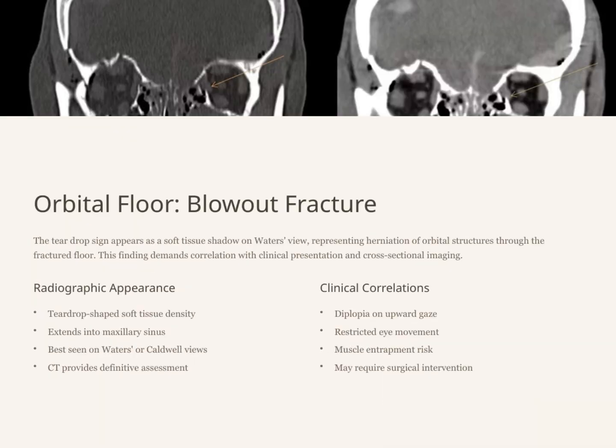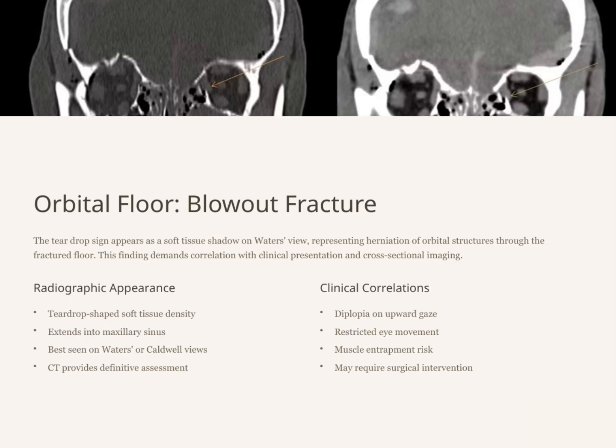Now, let's focus on the orbital floor blowout fracture. One key sign to look for is the teardrop sign, which appears as a soft tissue shadow on Waters' view. This shadow actually represents herniation of the orbital structures through the fractured floor. It's a crucial finding, but it's important to remember that it should always be correlated with the clinical presentation, and if needed, cross-sectional imaging like CT scans for confirmation.